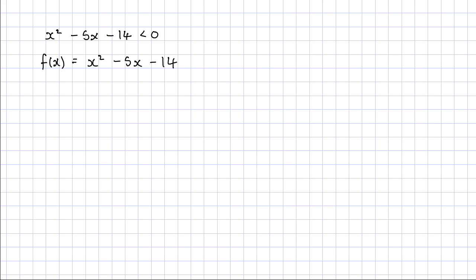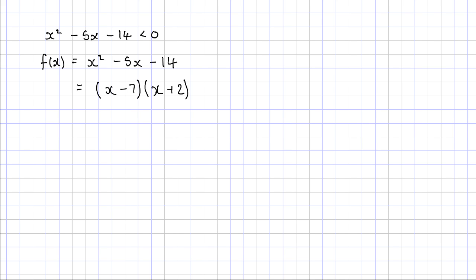Now what I can do is I can actually try and sketch the graph of this and then just look at my graph and see where the values are less than 0. So to sketch a quadratic graph, I know I should factorize it. So let's factorize it. So this is going to be x minus 7 times x plus 2. So minus 7 and add 2 will give me minus 5, and minus 7 times 2 will give me minus 14, so this is fine.